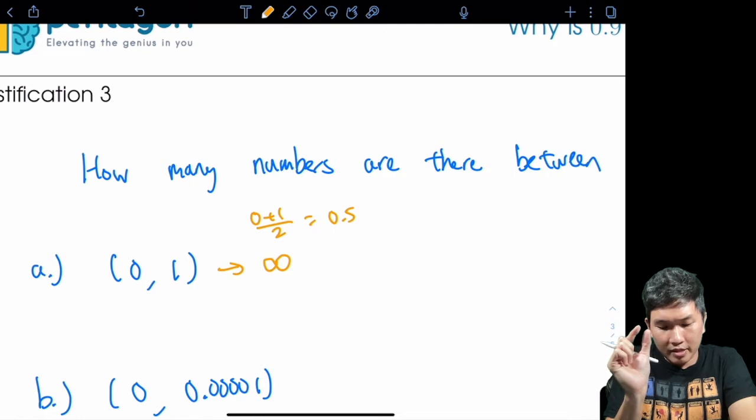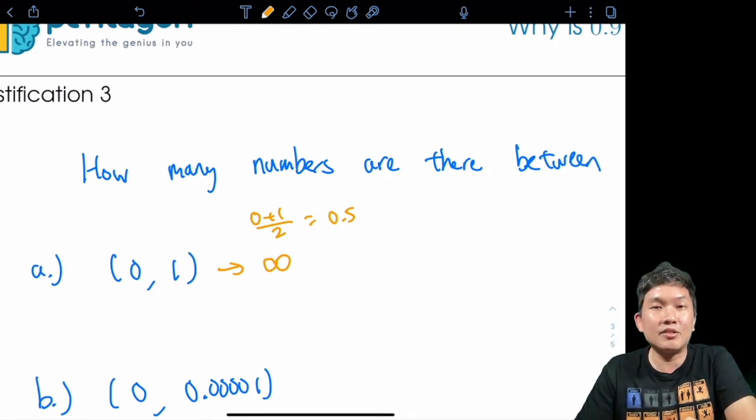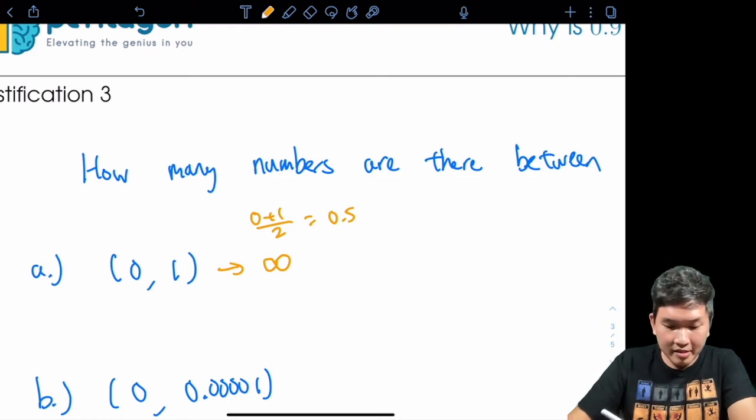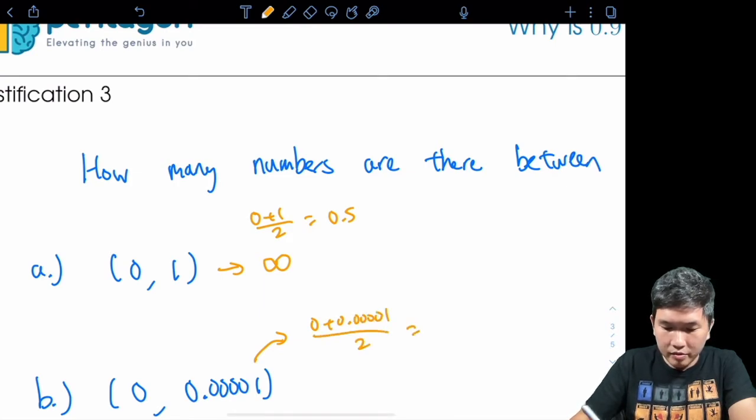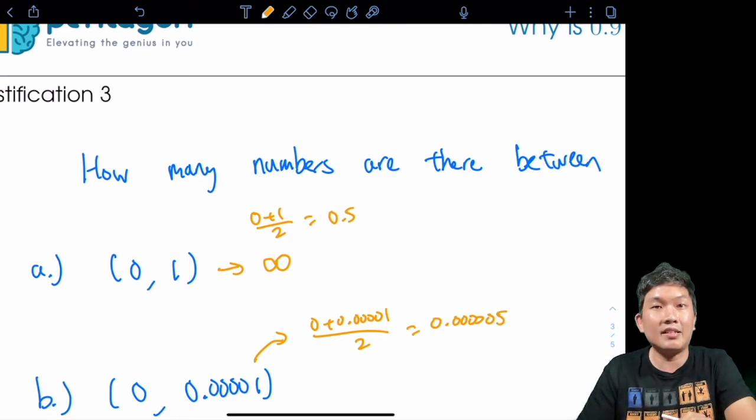How about if we reduce that to, say, between 0 and 0.00000001, that is 4 zeros and a 1? How about that? How many numbers are there in between? We know at least there's 1 because we can use this method. 4 zeros and a 1 divided by 2 will give me 4 zeros and a 5. That is at least one number between them. They are different numbers. But how many numbers are there?